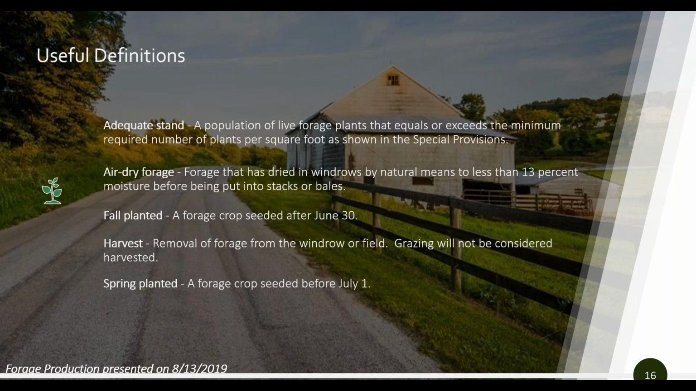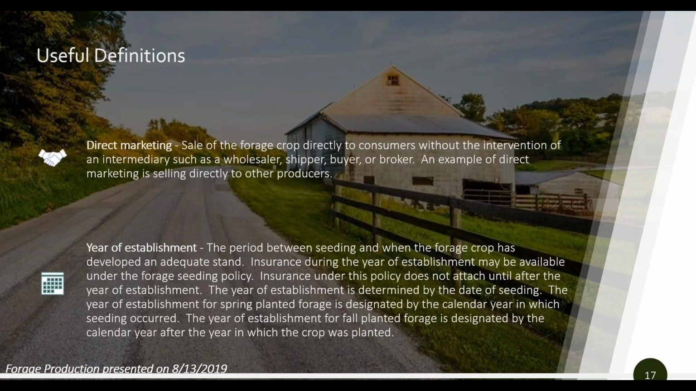Now, fall planted and spring planted are important to understand for that first year of coverage after seeding. Direct marketing is just what it is. It's sale of a forage crop directly to consumer without the intervention of an intermediary, such as a wholesaler, shipper, buyer, or broker. And an example is direct marketing and selling directly to another person.